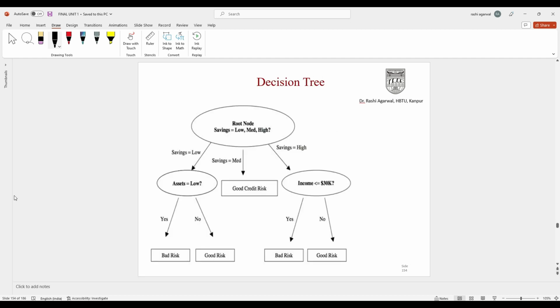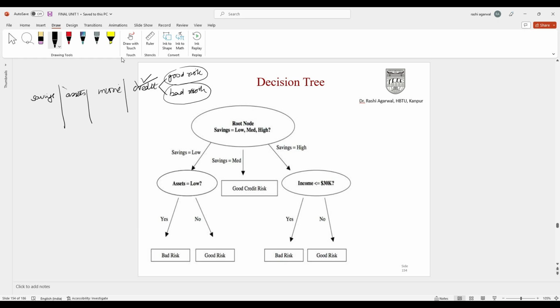So this is an example here. Suppose I have values of a person. I have the savings that a person has, the assets a person has, his income, and I am trying to find out whether I should give him credit or not. The credit could be a good risk, where I am likely to get back my money, or a bad risk, where I am not likely to get back my money. Out of these parameters I am trying to find this. So this is a classification tree where I have these two classes. This is known as a decision tree.